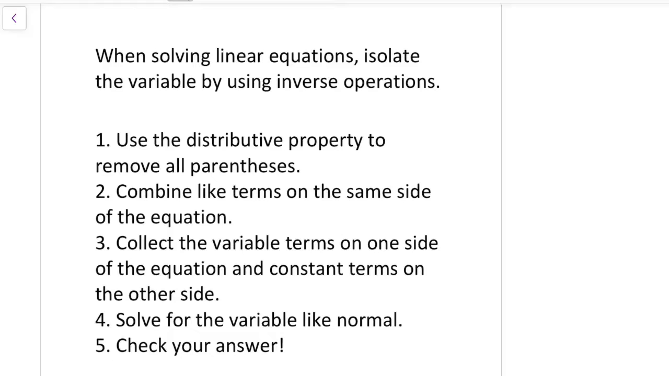And so our general rules are to use the distributive property to remove all parentheses, right? If you need to distribute something, you do that first. You combine like terms on the same side of the equation, and then collect all of your variables to one side, everything without variables to the other. Then you solve for the variable like normal, and you check your answer.